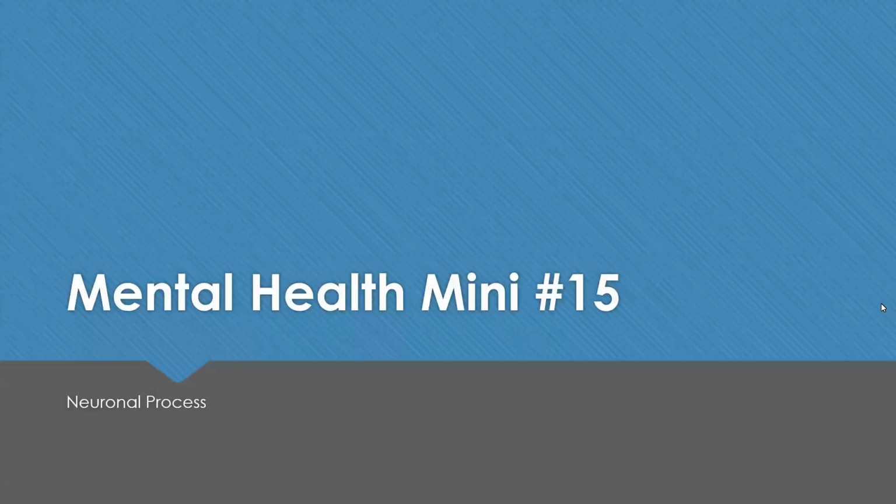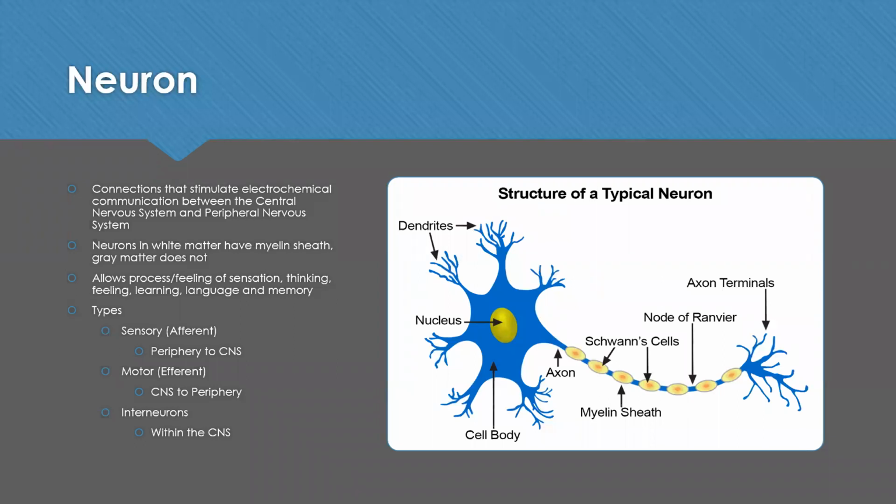Welcome to Mental Health Mini number 15, the neuronal process. A neuron is a cell that helps to connect nervous tissue. These connections are stimulated through electrochemical communication between the central nervous system and the peripheral nervous system. You can see based on the structure of the neuron that there are different components of a nerve cell.